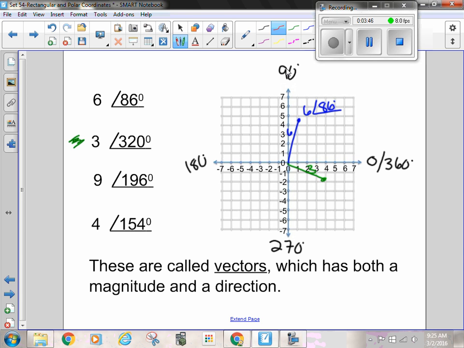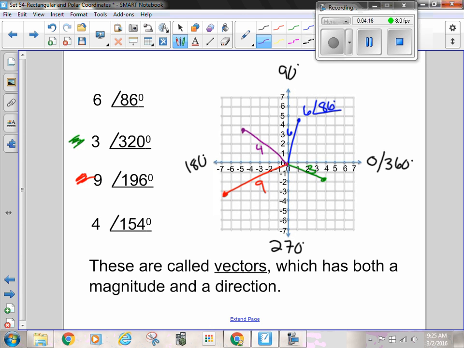9 and then 196. 196 is going to fall below my 180, but not quite to my 270. So here's my origin. It's going to have a length of 9, so I'm just going to draw it longer. Okay, and my last one is going to be 154. That's going to fall in quadrant 2 between 90 and 180. It's going to be a little bit closer to the 180, kind of in the middle. Okay, and it's got a distance of 4.